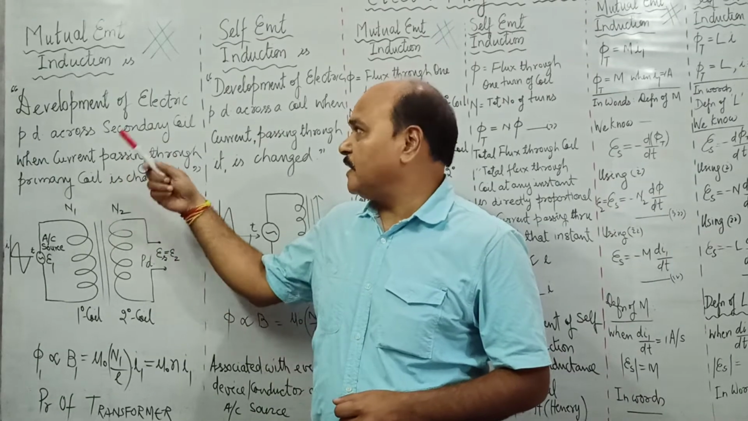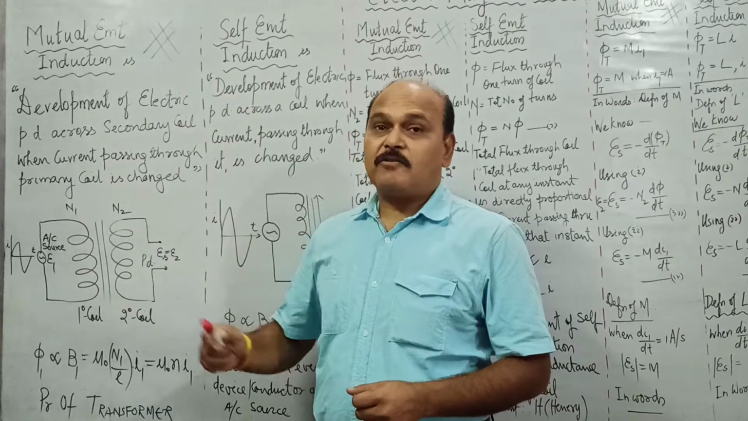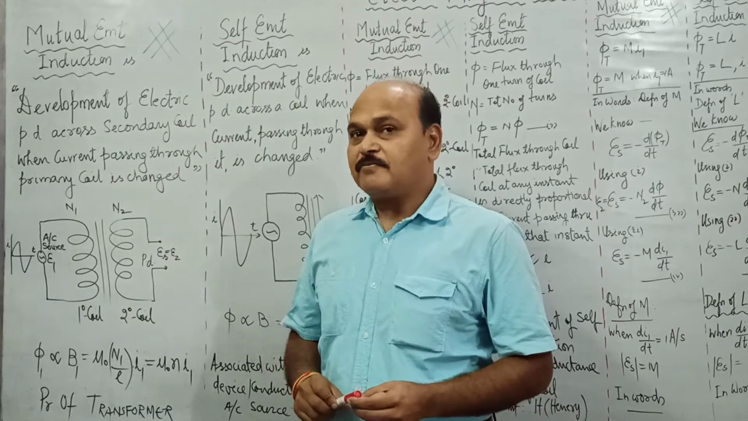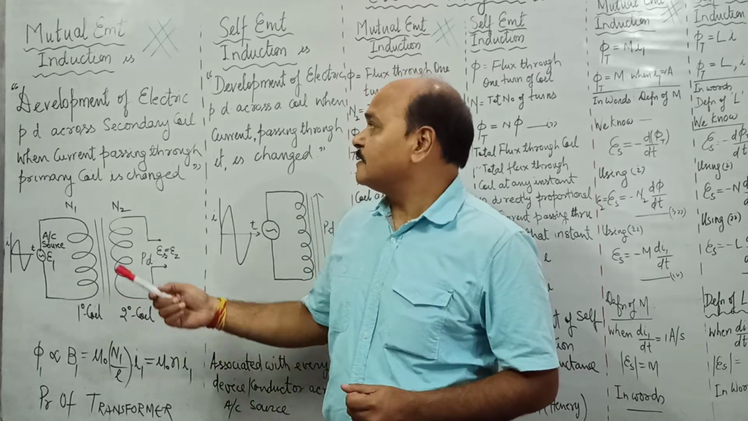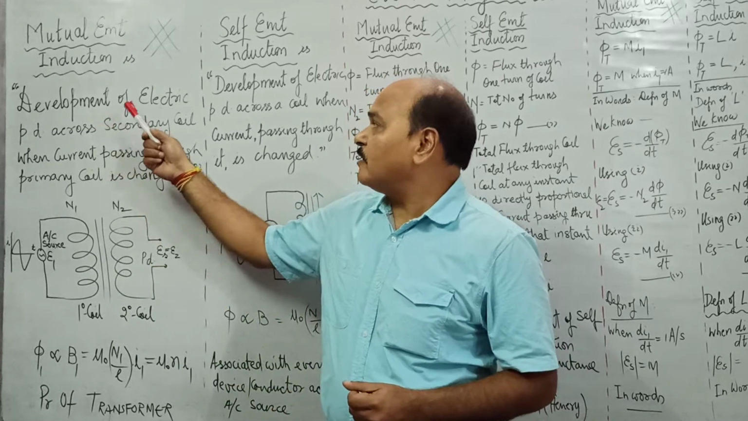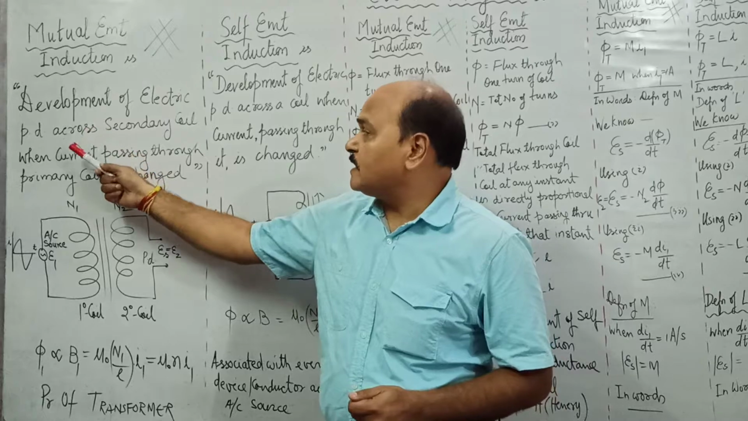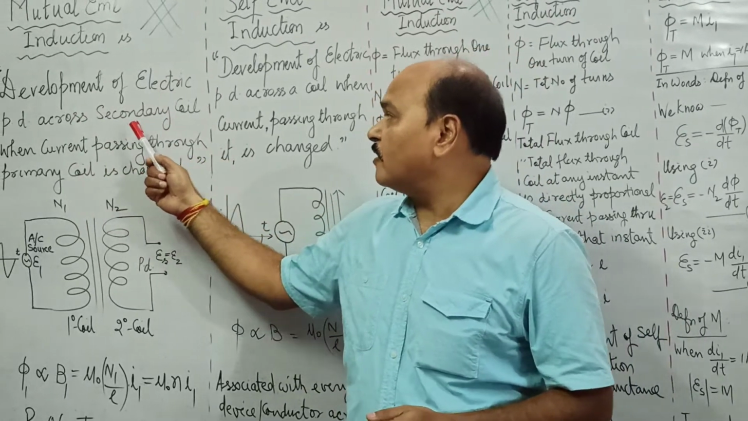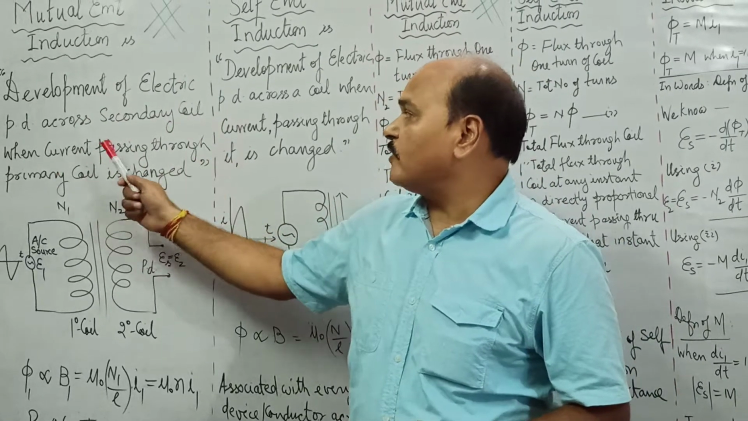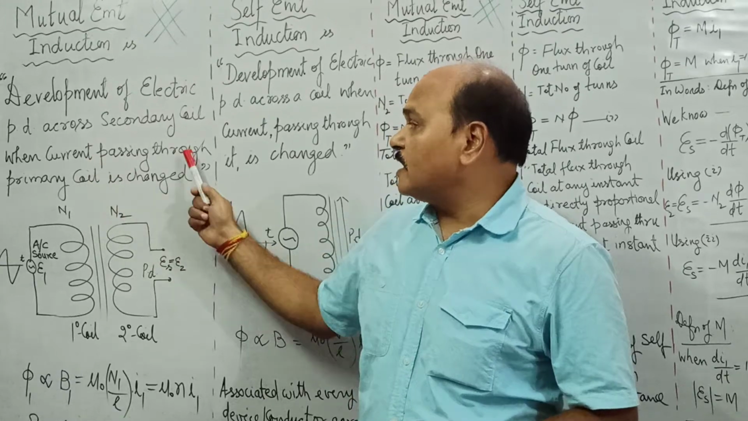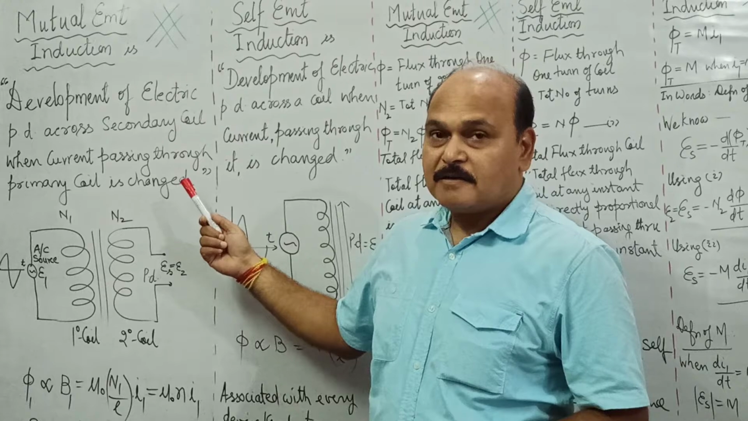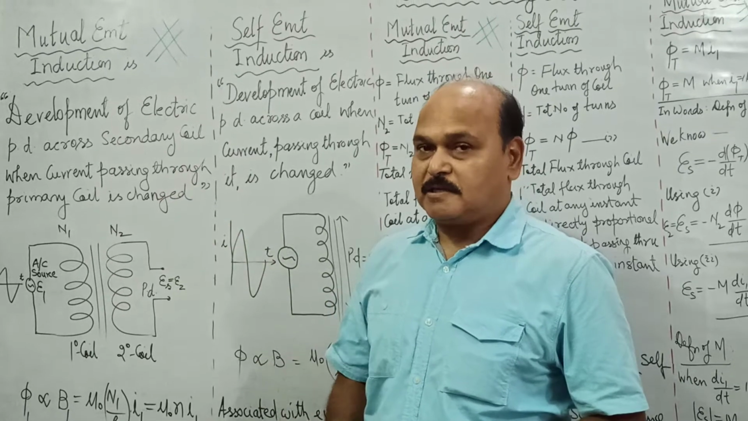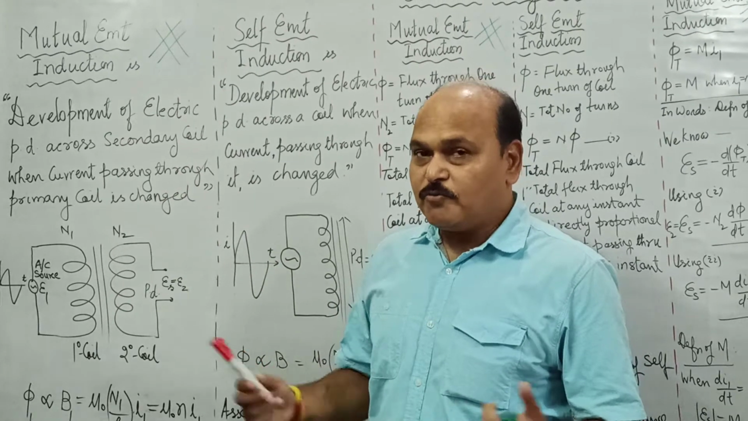Children, mutual electromagnetic induction is the second of the four different types of electromagnetic inductions. So what is this? Development of electric potential difference across the secondary coil when the current passing through the primary coil is changed is mutual electromagnetic induction.